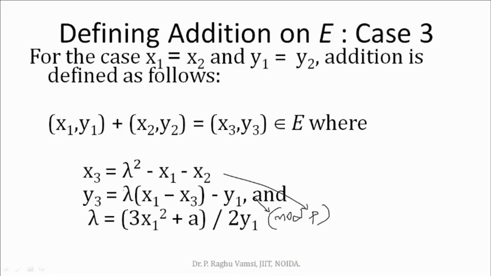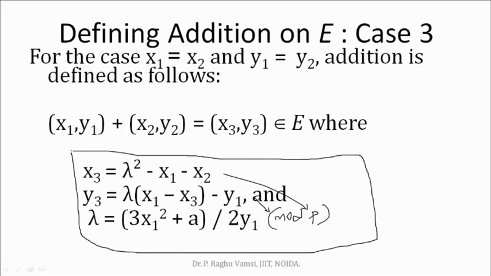y3 is equal to lambda of x1 minus x3 minus y1 modulo p, and x3 is equal to, after calculating lambda, first you need to calculate the x3 value: lambda square minus x1 minus x2. Then you will get the x3 value. This x3 value will be used here, lambda of x1 minus x3 minus y1. I'm not going into the details of how this was defined.